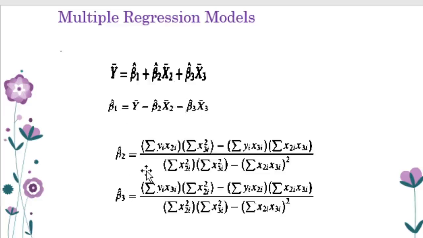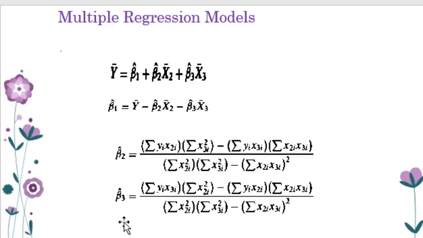And likewise we can derive beta 2 cap and beta 3 cap by solving these normal equations, the two normal equations. The value of beta 2 cap is given here: sigma yi x2i into sigma x3i square minus sigma yi x3i into sigma x2i x3i, divided by sigma x2i square into sigma x3i square minus sigma x2i x3i the whole square.